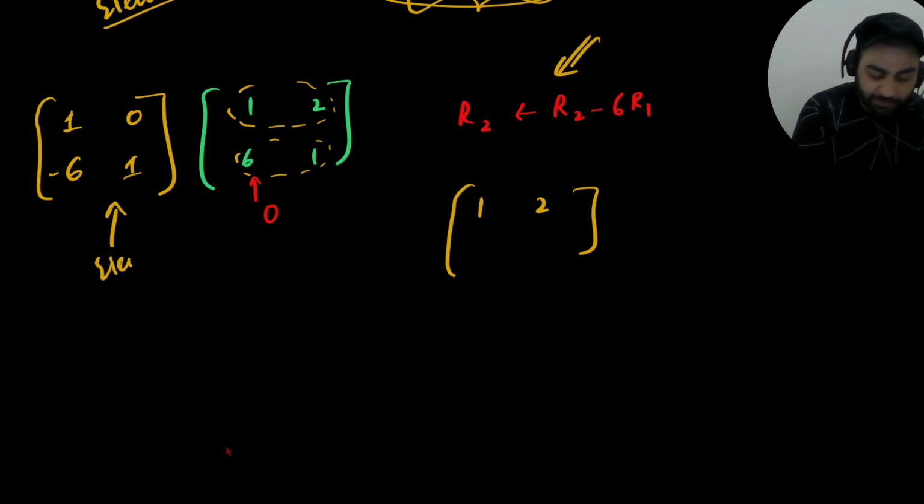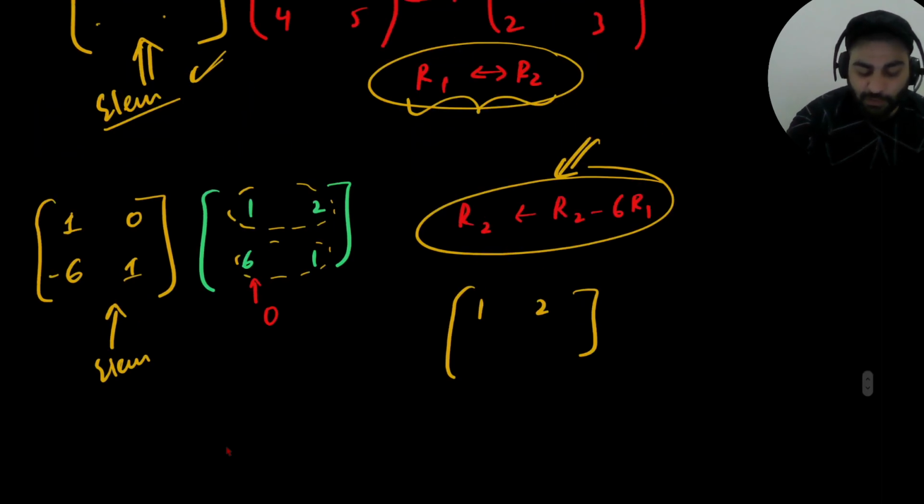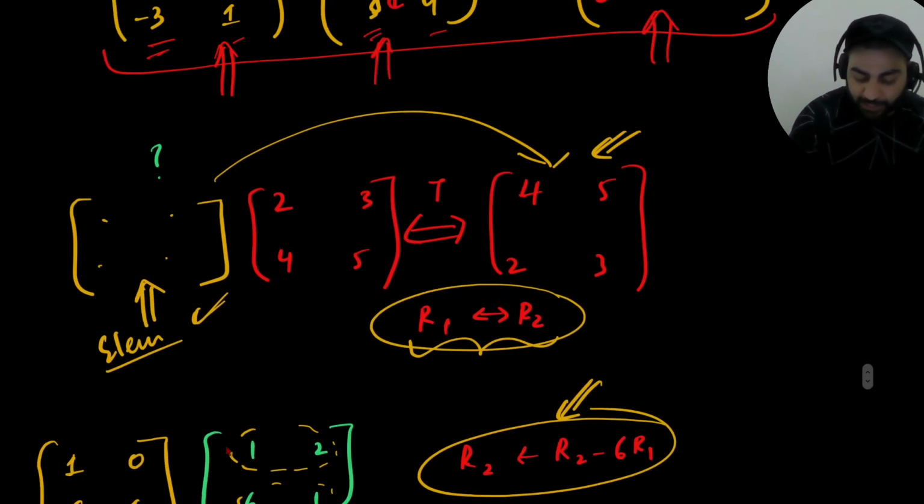So this is our elementary matrix, this is the operation. Now I'm telling you, tell me how to exchange these rows. So I have 2 3 and 4 5. I want to exchange 4 5 and 2 3, so I want to exchange row 1 and row 2. I want to just represent this.